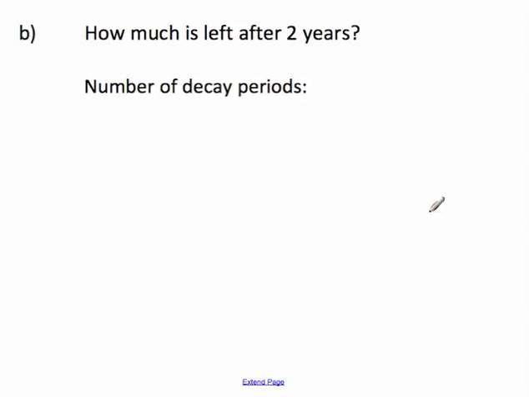Then we can ask how much is left after 2 years. Well, first we need to figure out the number of decay periods. The number of decay periods is t over 138, and 138 is in days, so our time has to be in days as well. Well, 2 years is 730 days. So 730 over 138 is going to be our number of decay periods. That's going to be our exponent.